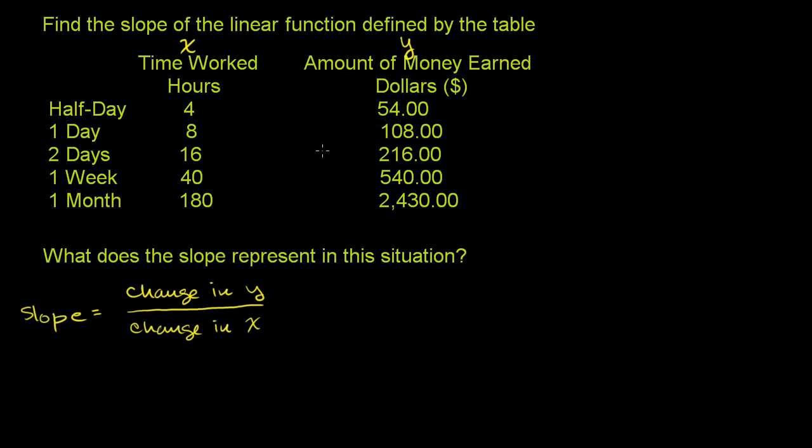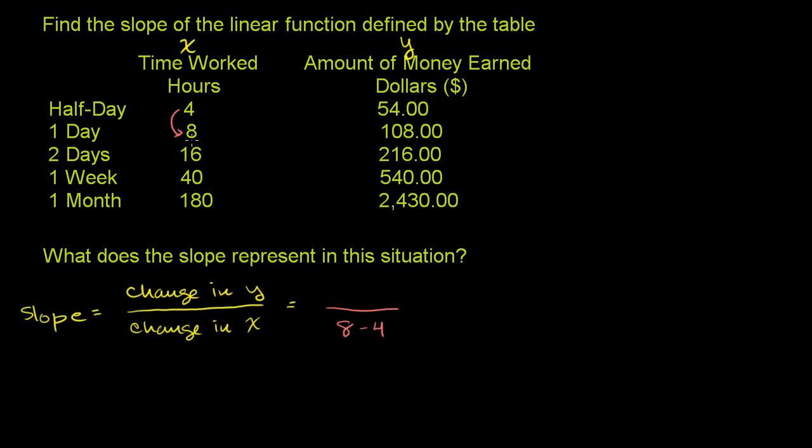So how much does the amount of money I make change when my hours worked change by a certain amount? So let's just take some data points here. And we could take really any of these data points. I'll take some of the smaller numbers. So let's say when I go from 4 to 8 hours, my change in x is going to be 8 minus 4, 4 hours. Right? So this is going to be my change in x.